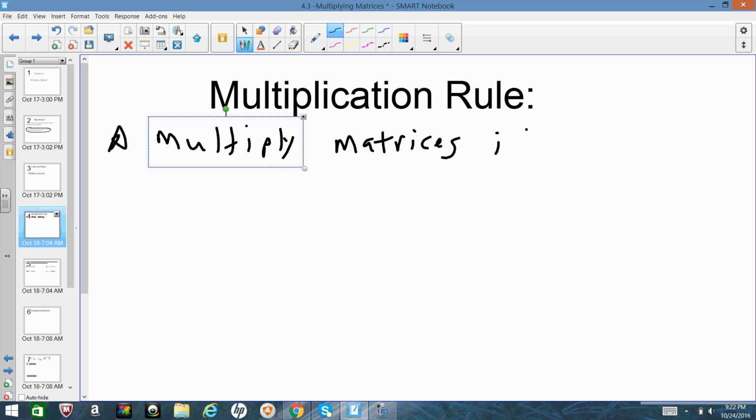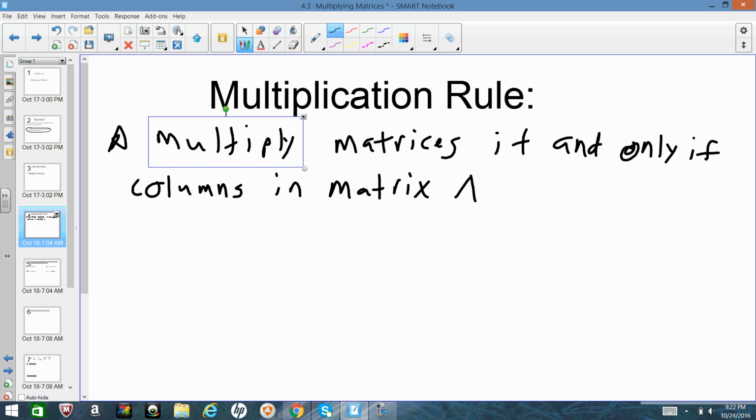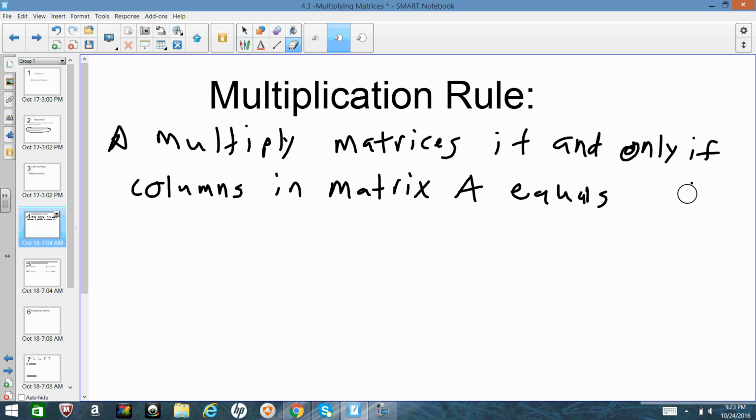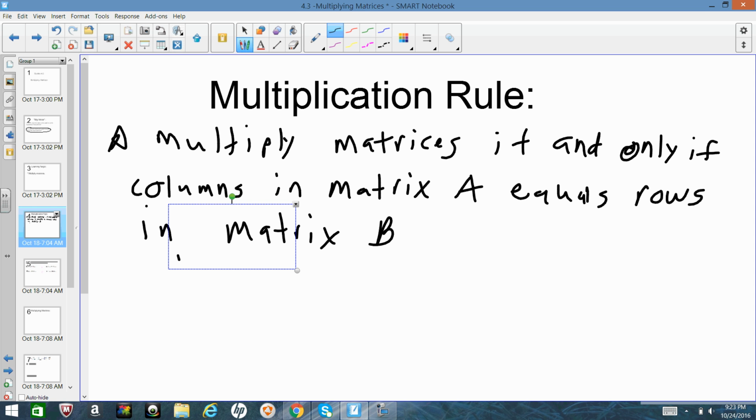matrices if and only if columns in matrix A equals rows in matrix B. So we can only multiply matrices if and only if columns in matrix A equals the rows in matrix B.